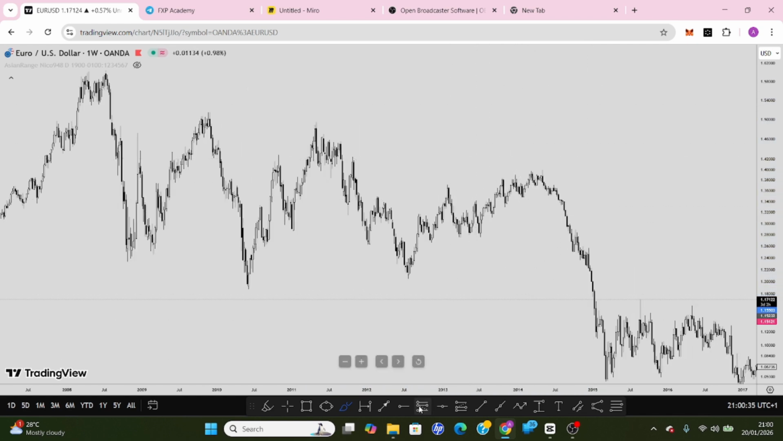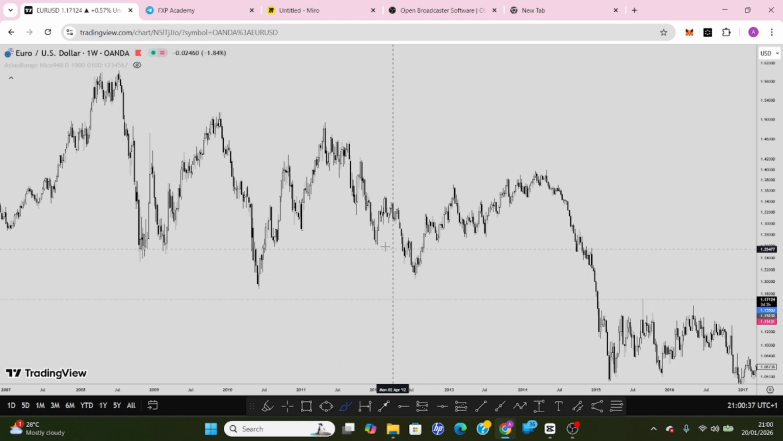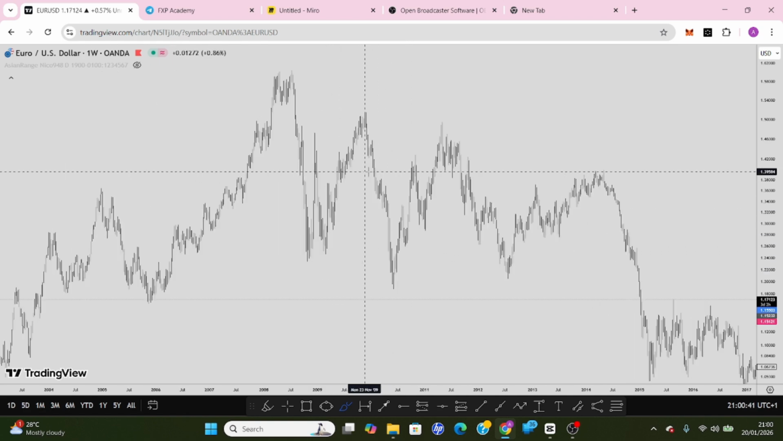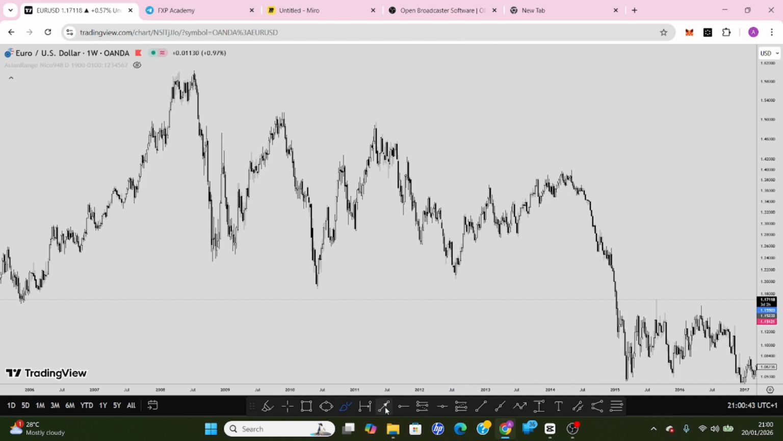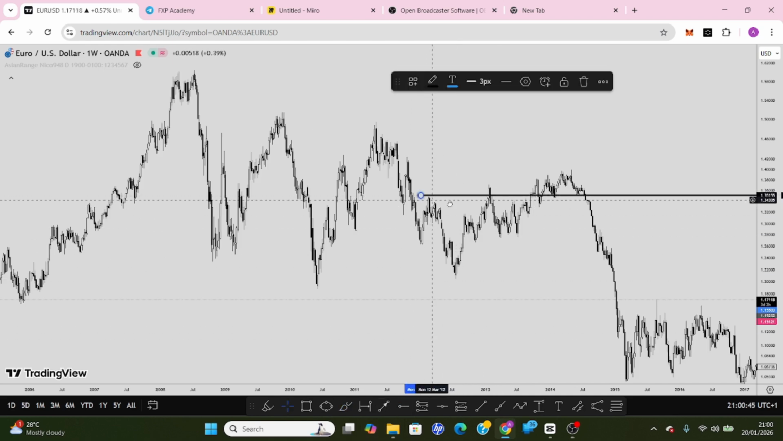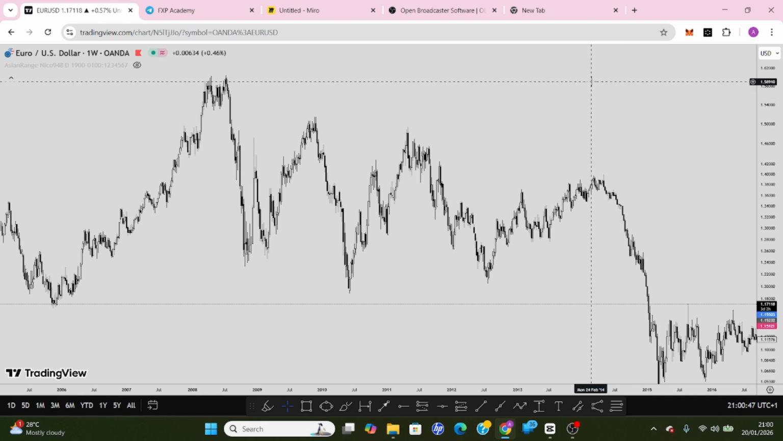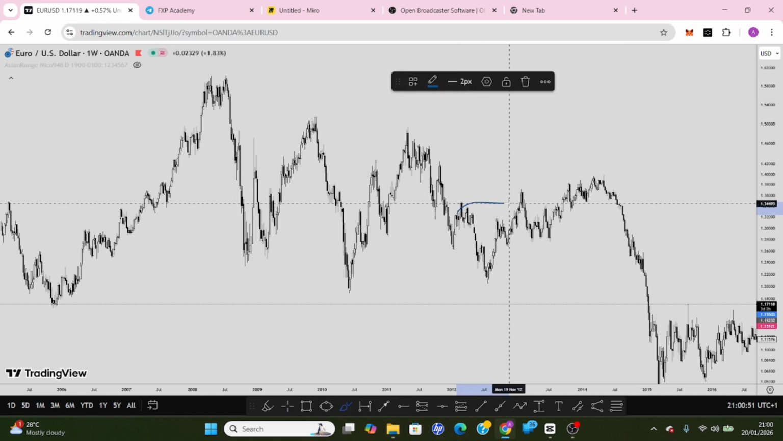So where is the liquidity in this case? The liquidity is right here, guys. So this is the liquidity, right? These are the pending orders sitting here.